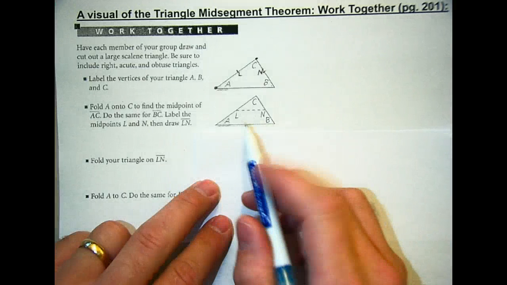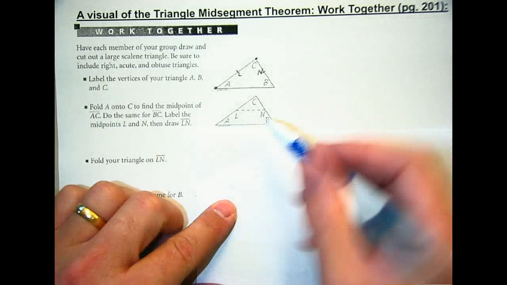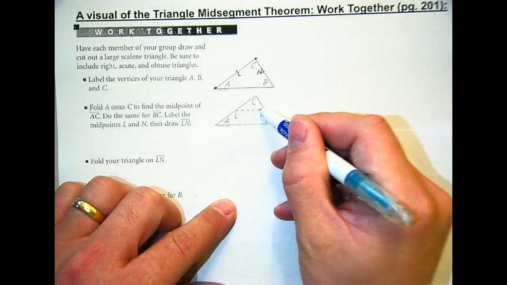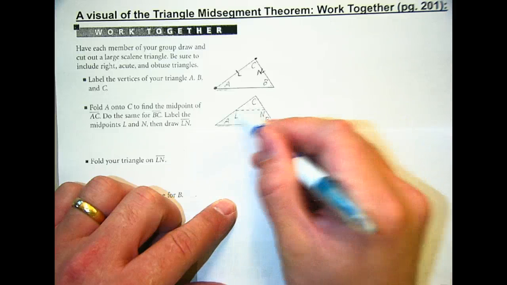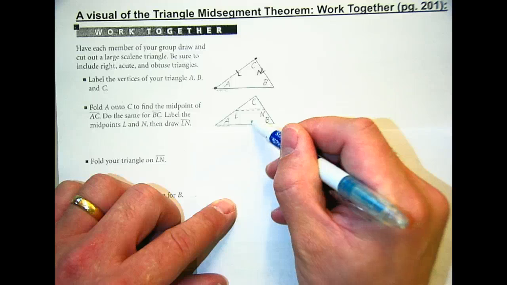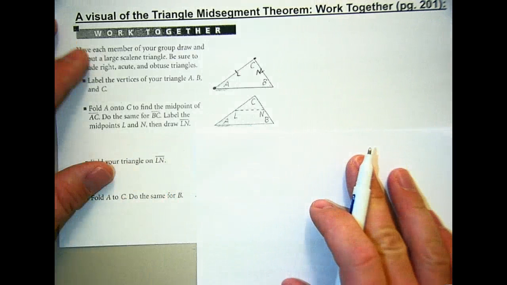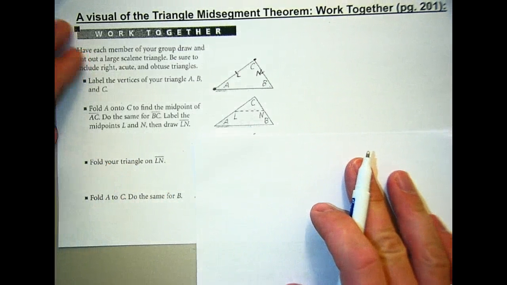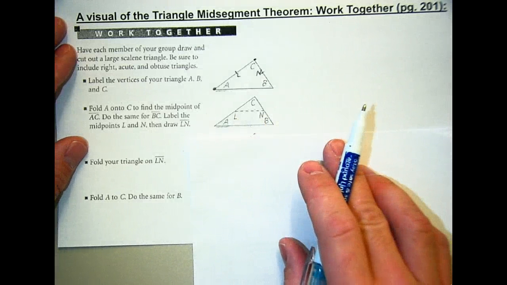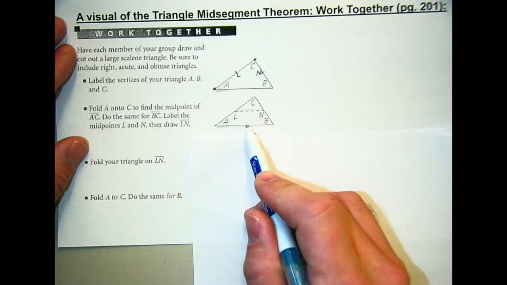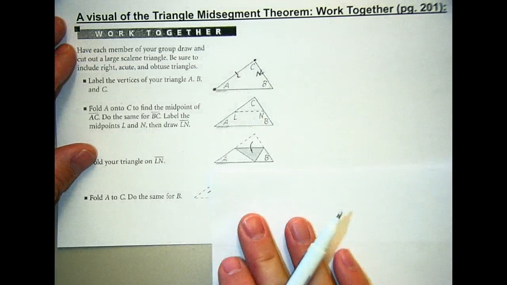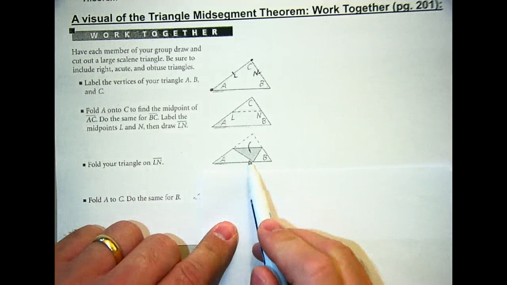Okay? From this point, I want you to fold point C down over this midsegment. So fold your triangle so that it folds on this midsegment. Point C is going to come down and hit somewhere down here. Okay, fold your triangle on LN so that it hits that point. It hits somewhere down there. It's going to give you an envelope looking type thing, kind of like this.